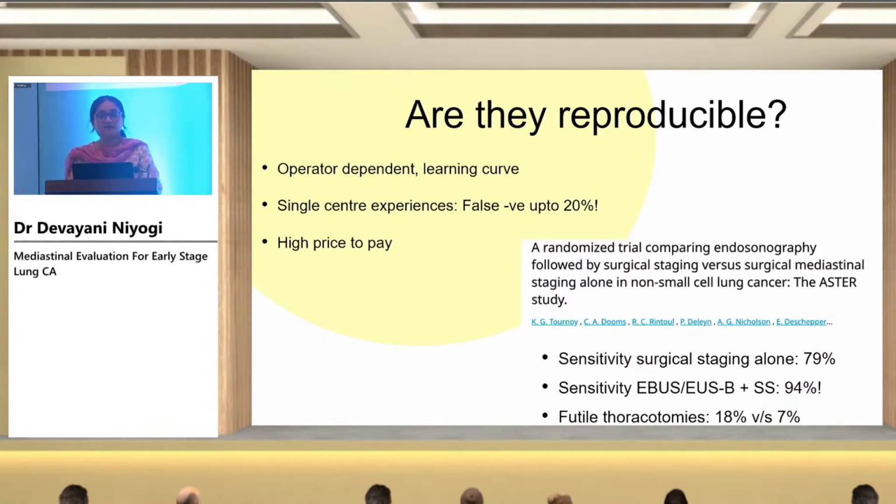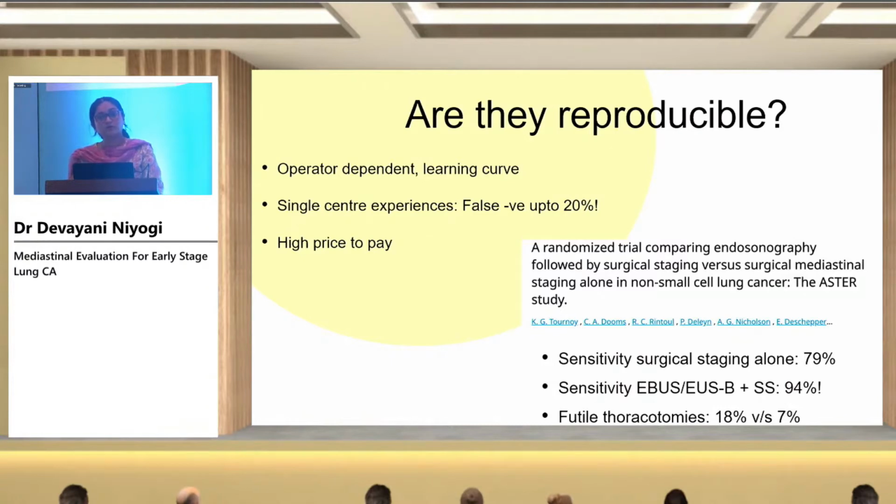But the question remains, are these fantastic results reproducible? As with any sonographic technique, even EBUS is operator dependent. It is associated with a significant learning curve, and single center experiences started reporting false negative rates as high as 20%, which is a very high price to pay when you think about lung cancer. This was shown in a randomized controlled trial, which is called the ASTER trial, which pitched the combination of EBUS and mediastinoscopy on one side, as against surgical staging with a mediastinoscopy on the other. And what they found was that the sensitivity of an EBUS combined with a mediastinoscopy was a phenomenal 94%.